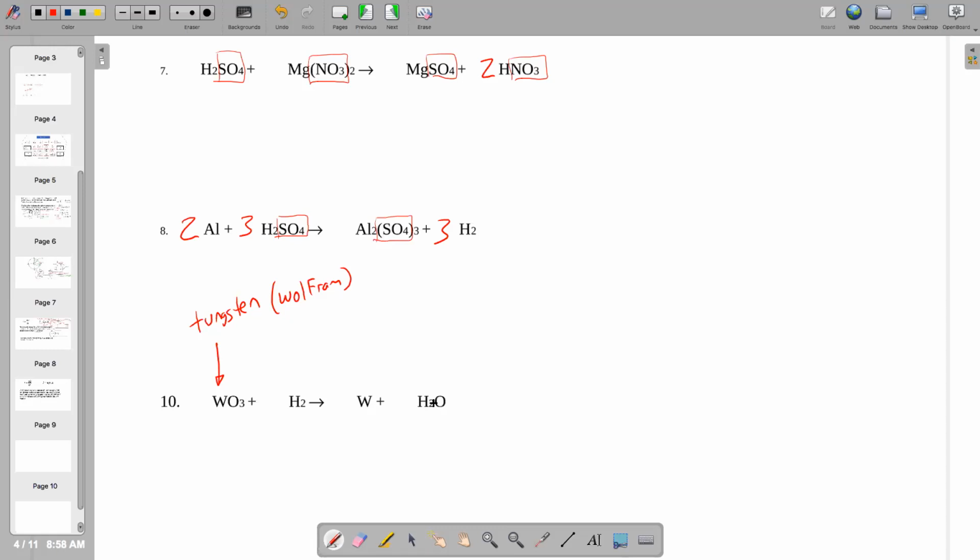It doesn't matter which one you start with here, but there's one tungsten on the left, one tungsten on the right. There's 3 oxygens on the left. There's only 1 oxygen on the right. So it looks like you've got to put a 3 in front of the water. And then you've got hydrogen to do, so you've got to have a 3 in front of the hydrogen. So there's 1 tungsten on the left, 1 tungsten on the right, 3 oxygens on the left, 3 oxygens on the right, and then 6 hydrogens on the left, 6 hydrogens on the right. So that's how those go.